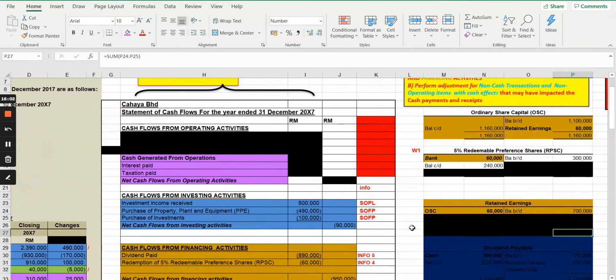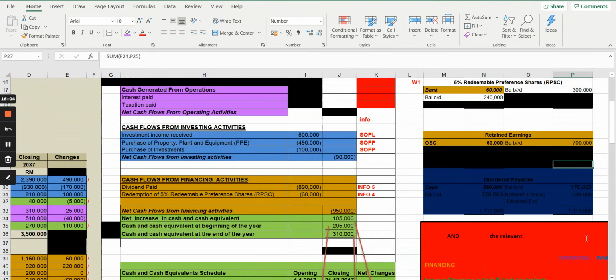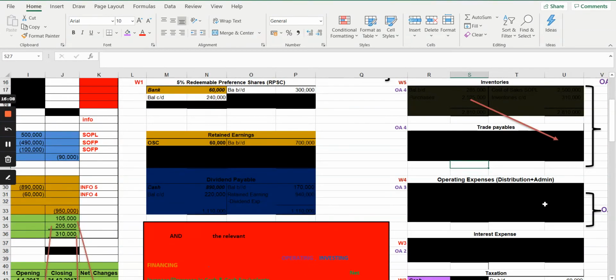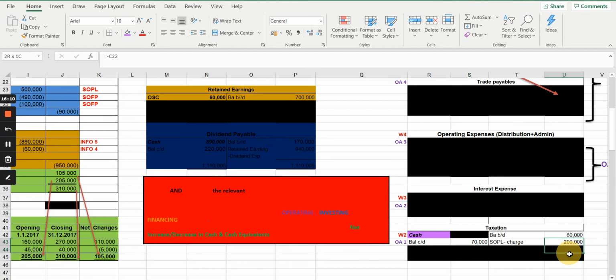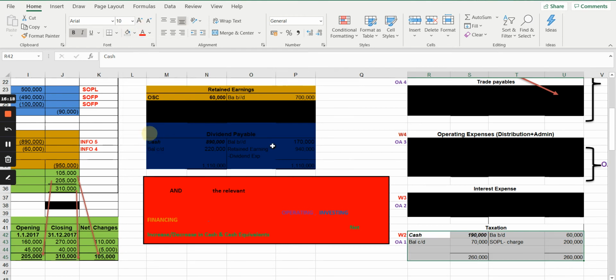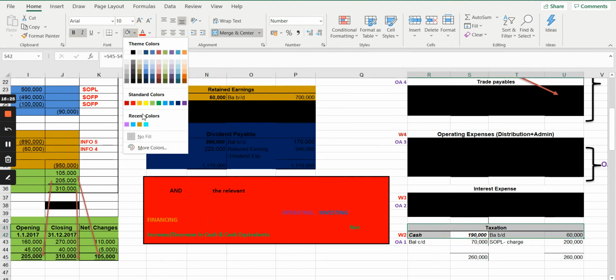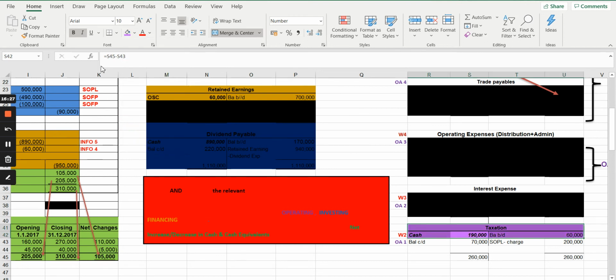After you have done that, you will get your balancing figure in your taxation account. If you've done it correctly, make sure you put it correctly. It should be on the credit side. If you do that, you get your tax paid to be 190,000, and this should be part of your investing activities. I color code too much here.